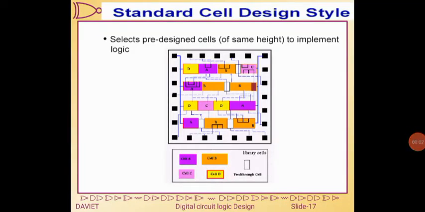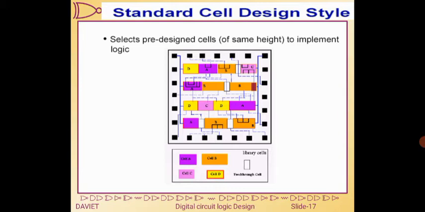Good morning to all. Today we discuss the standard cell design style. You have to see in the diagram cell A, cell B, cell C, cell D. So A, B, C, D cells are represented in different colors, and also cell library cells are there. You have to see the connections, some interconnections between A, B, C, D. There are a lot of interconnections.